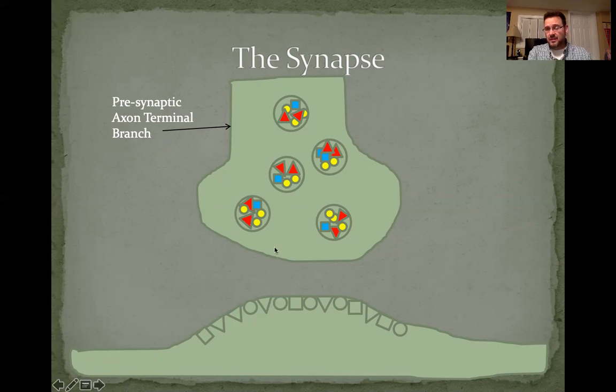Now notice the two neurons don't touch. There's a little space here, folks. The space is not the synapse. The space is called a synaptic space, also known as a synaptic gap.